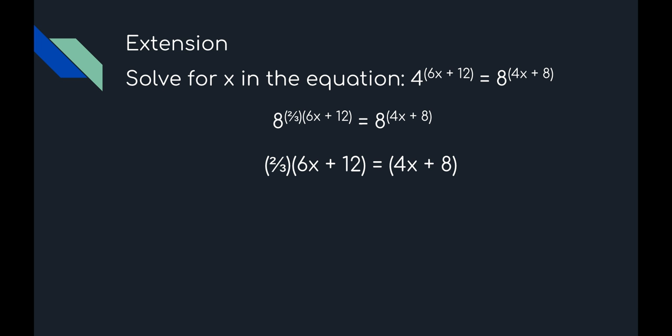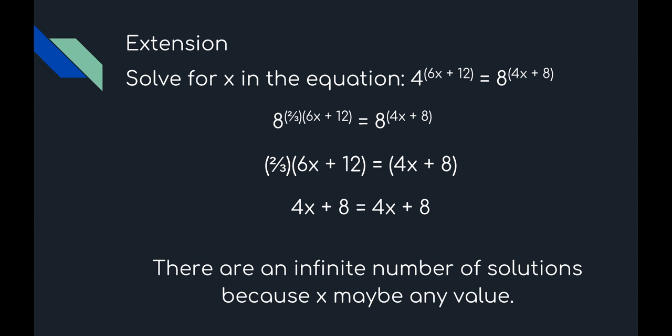I have a problem that requires some distributive property, so I'm going to go ahead and do that. This is interesting. When I use the distributive property, I see that I have an identity. 4x plus 8 equals 4x plus 8. It's the same. That means that for any value of x, I'm always going to have these two equal to each other. So there are an infinite number of solutions because x may be any value.